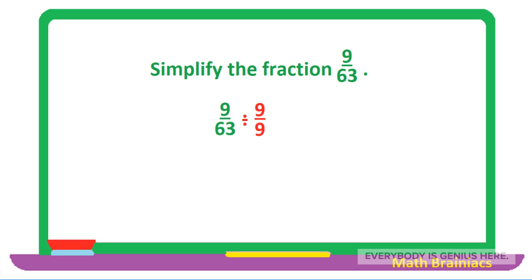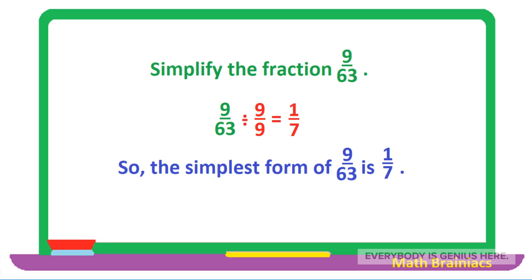Accordingly, we're going to divide 9 all over 63 by 9 all over 9. 9 divided by 9 is 1, and 63 divided by 9 is 7. Correspondingly, the simplest form of 9 all over 63 is 1 over 7.